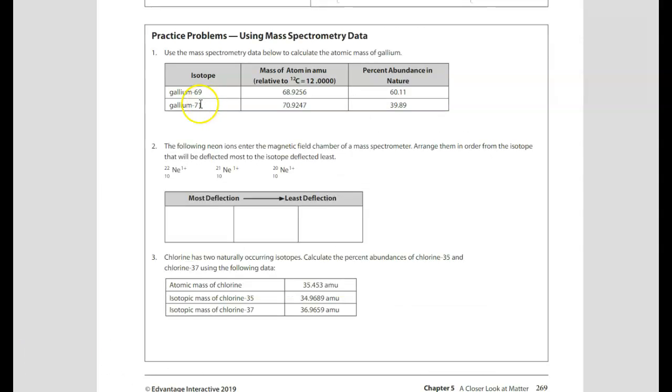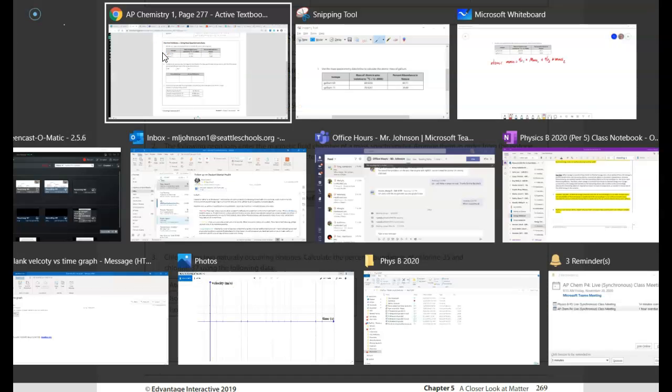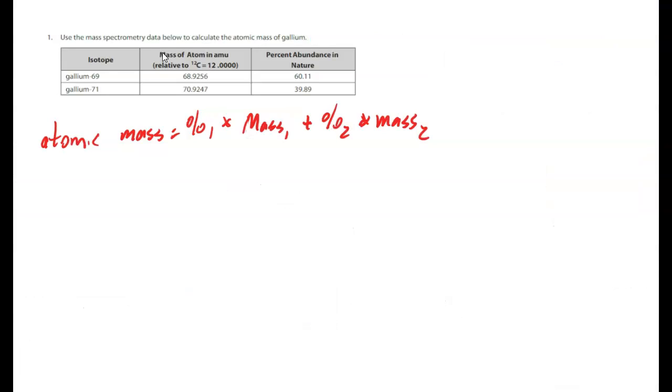So we've flipped our page, we're on 269 of the textbook, or 277 of the ebook, and we're going to do practice problem 1 here. I recommend you trying this one on your own, and then come back after you pause the video and check to see how your solution compares to mine.